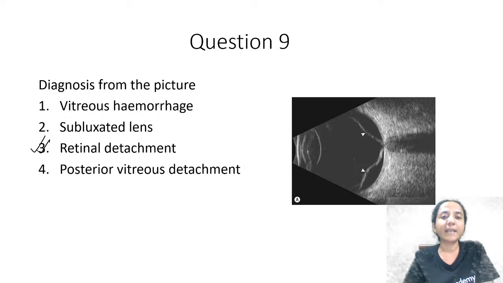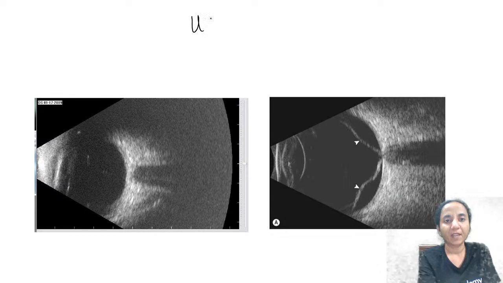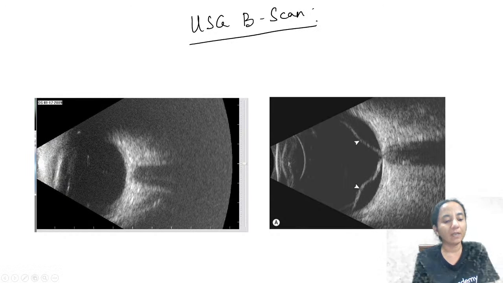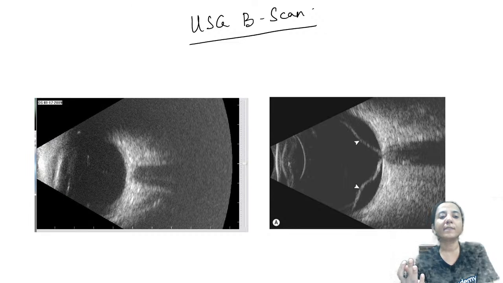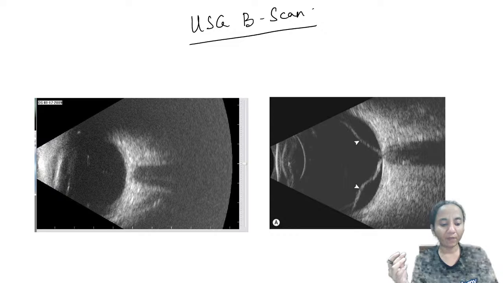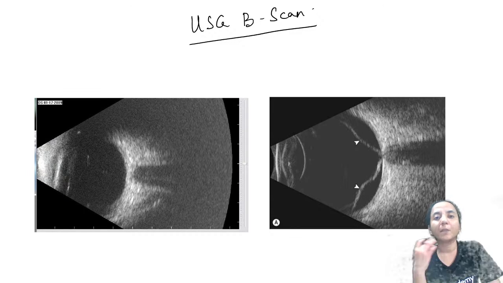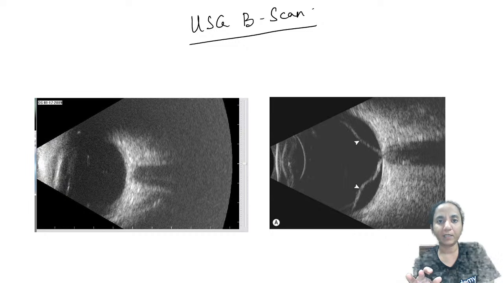Now, why are we calling this a retinal detachment? What is this investigation, first of all? This is a USG B-scan. This is the ultrasonography B-scan, which is used for evaluation of the posterior segment of the eye when the media is so hazy that you are not able to see the posterior segment even with an indirect ophthalmoscope. So generally, what do we do when we have a hazy media? We use an indirect ophthalmoscope to see the posterior segment. But if the indirect ophthalmoscope is also not able to visualize the posterior segment, then you do a sound-based investigation. That's a B-scan.